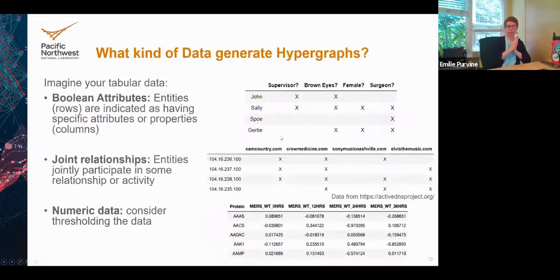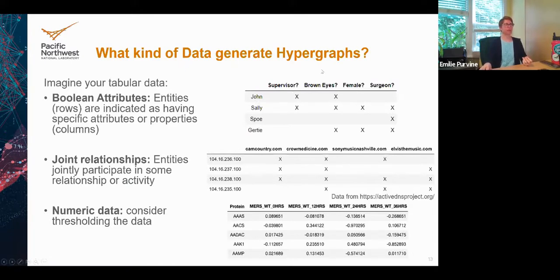All right, so let's get into a little bit of discussion of data and what kind of data generate hypergraphs easily. There are 3 examples that I'm giving here, and a lot of the cases tend to fall into one of these 3 examples. So first is attributes. If you have a collection of entities and a collection of attributes, and each entity has some collection of those attributes for itself, that's a good setup for a hypergraph.